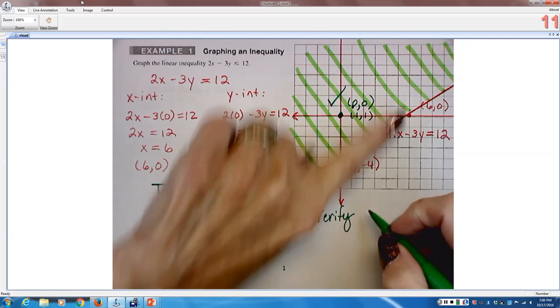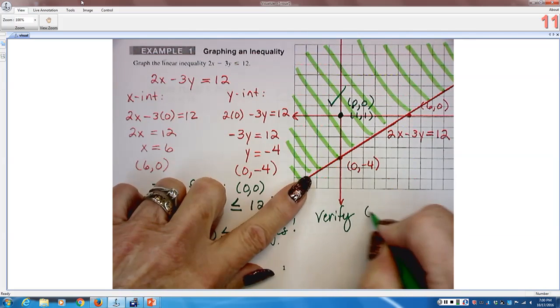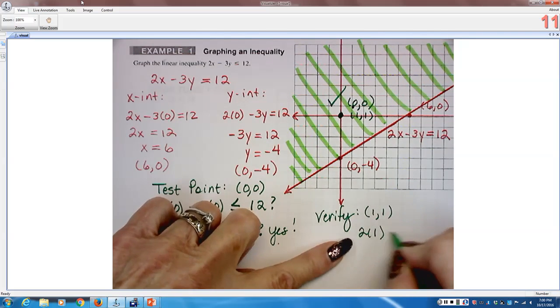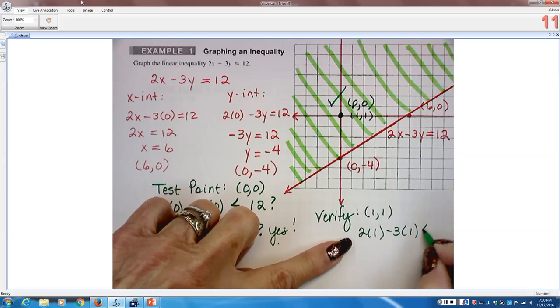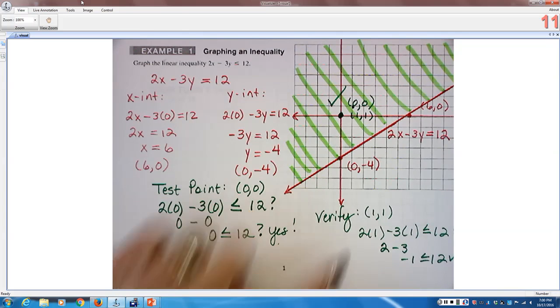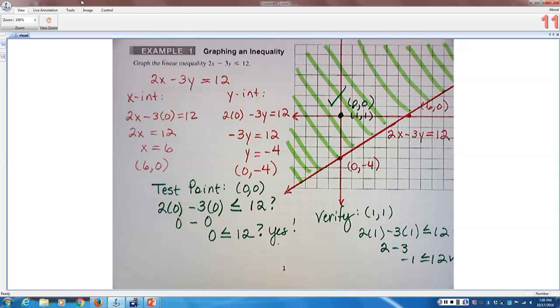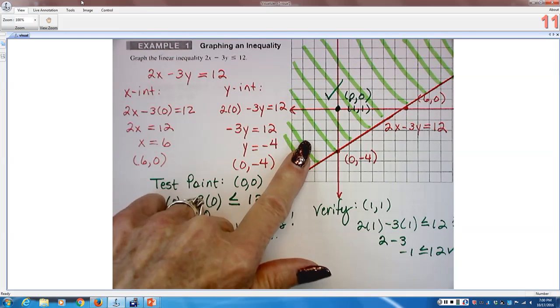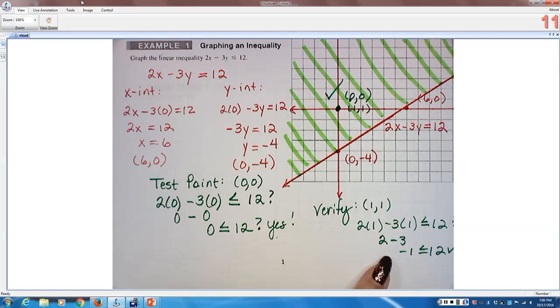But I can verify this is correctly shaded because if I plug in (1, 1), then I have 2 times 1 minus 3 times 1 is equal to or less than 12. And that is 2 minus 3, which is negative 1, equal to or less than 12. And yes, of course it is. So I just verified that this is the correct direction to shade. You don't have to verify that. I could pick any point over here that I wanted to, and all of them should work.